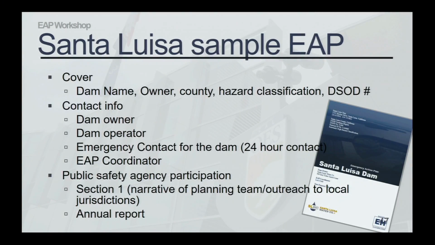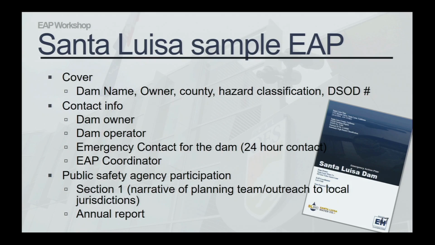So I'd just like to highlight a couple things on this. And the first is the cover. So it's 2 pages in. It has a few of the elements we often see missing, but we want to see on the cover because, again, this is supposed to be an actionable document. We need to see right away, what is the name of the dam? Who owns it? What county is it in? What's the hazard classification? And what is the DSOD number? That's the Division of Safety of Dams number that every dam is assigned. So look for those things on the front.